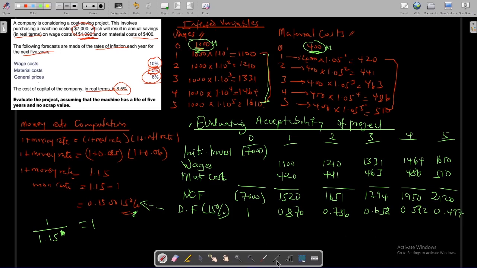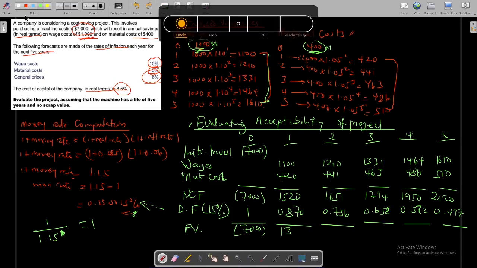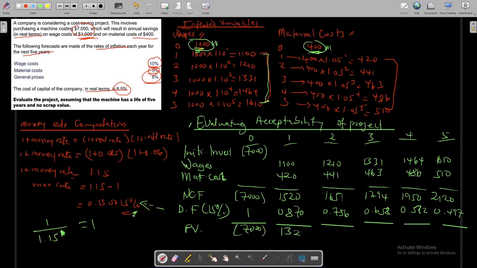Okay, now let's look at the present values, the PVs of cash flow. So obviously this one is going to be 7,000. This one will give us 1322. This one will give us 1248. This one is 1180, and this one is 1115, and this one is 1054.